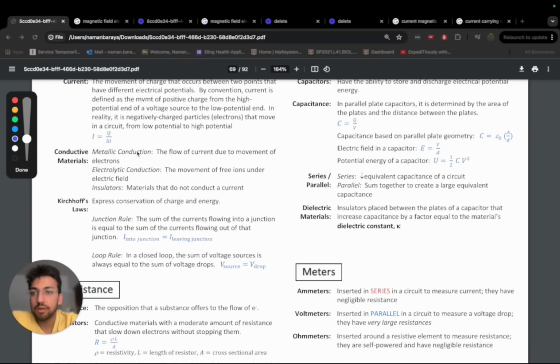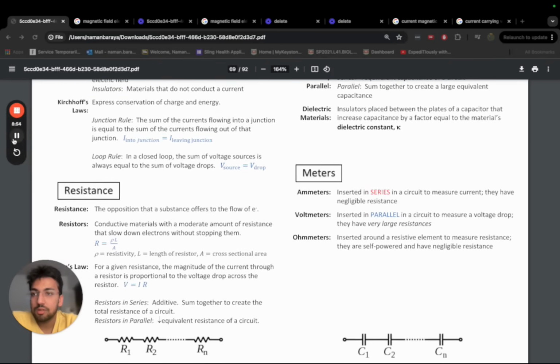Okay, conductive materials. So you should know that there's conductors and there's insulators. Metallic conductors allow the flow of current. Electrolytic conduction means the movement of free ions under electric field. And then finally we have insulators. Insulators are materials that don't have a current. So it's really important to know metallic conduction and insulators. Electrolytic conduction is not that high yield.